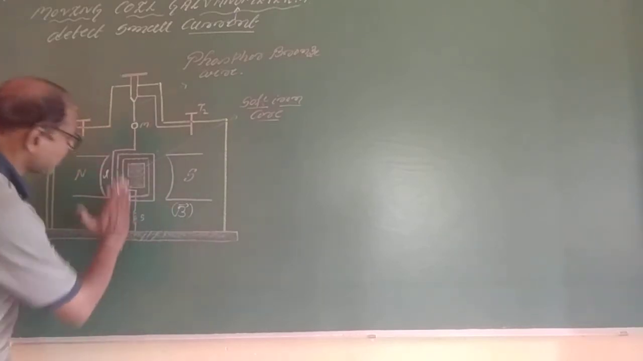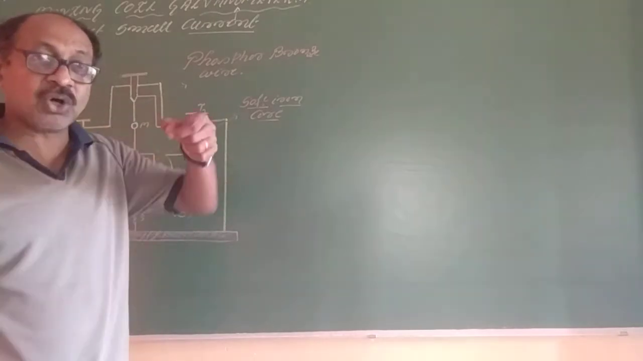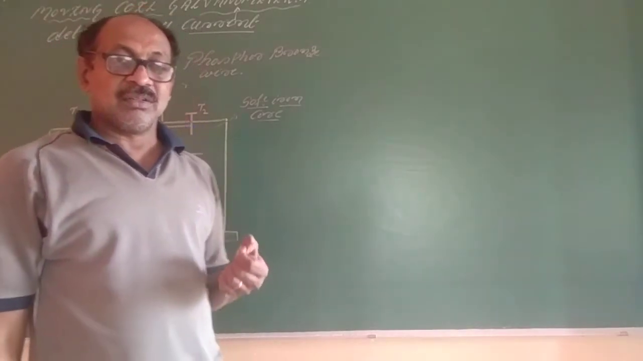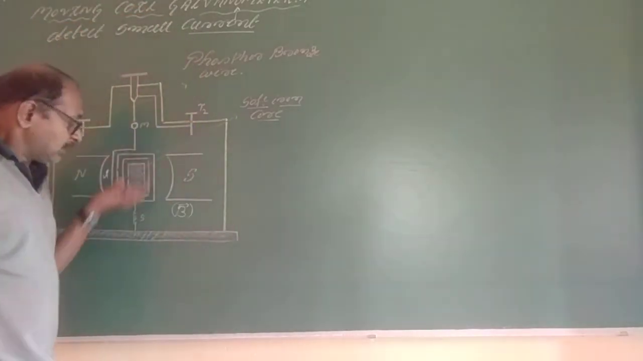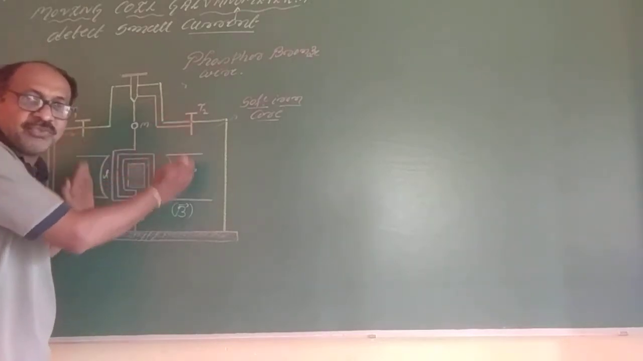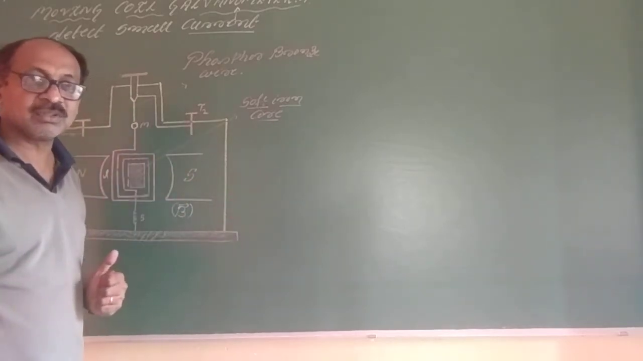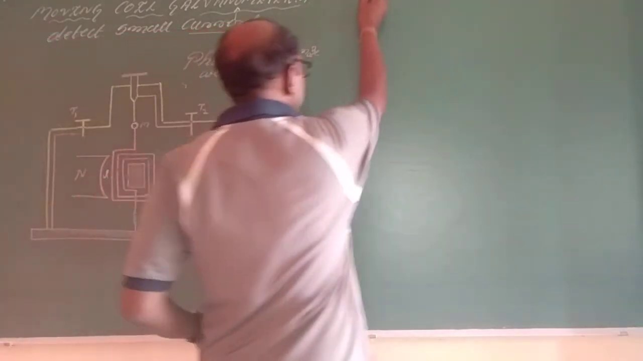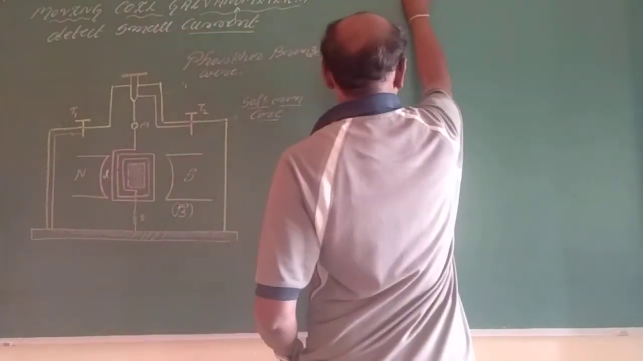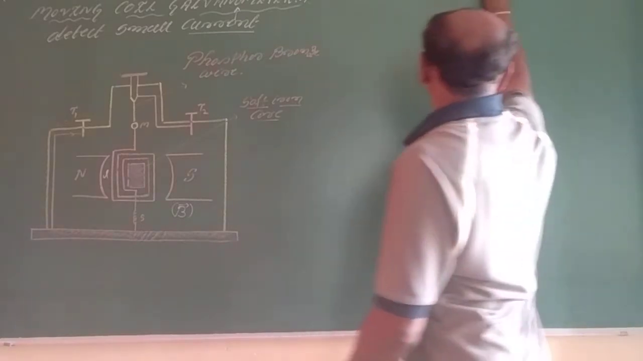As the current passes through it, it starts deflecting. You already studied the torque which is exerted on a current carrying loop whenever it is kept in a magnetic field. What is the torque exerted on that particular loop? The torque tau is equal to N I A B sin theta.